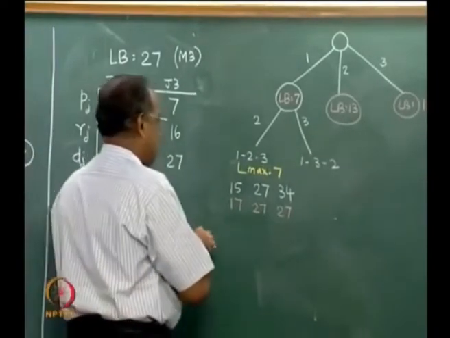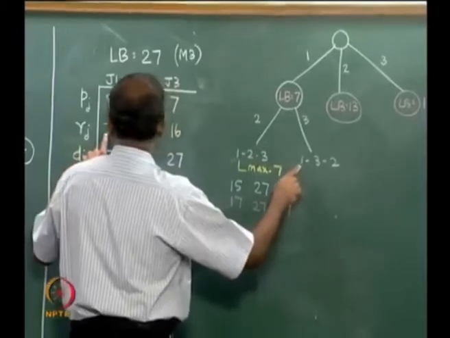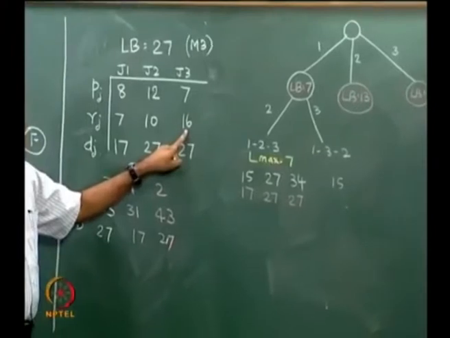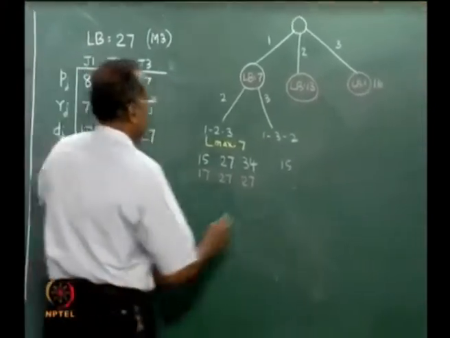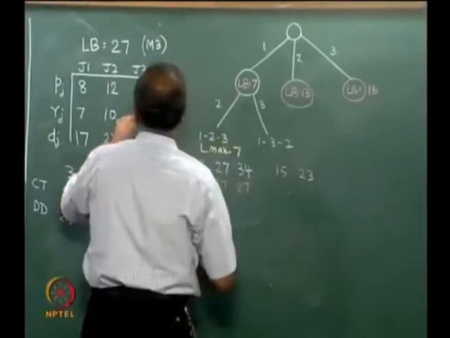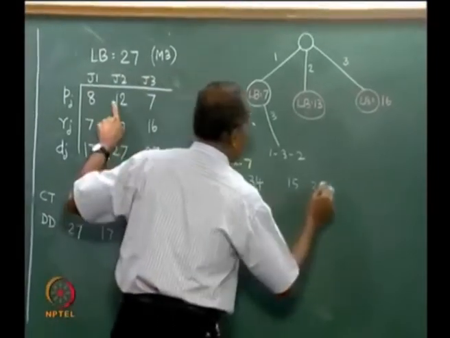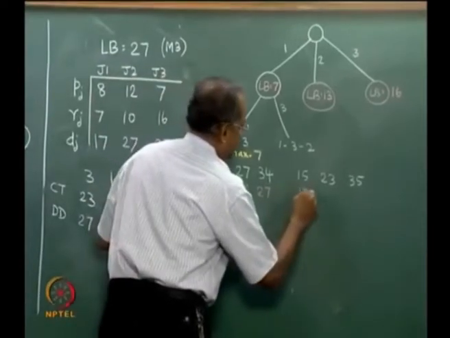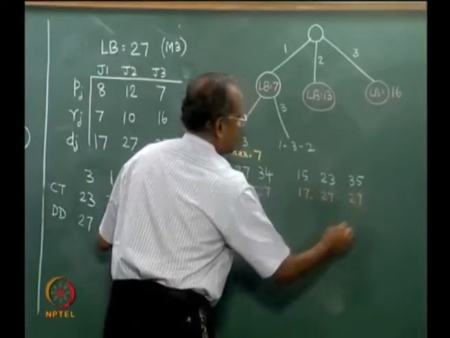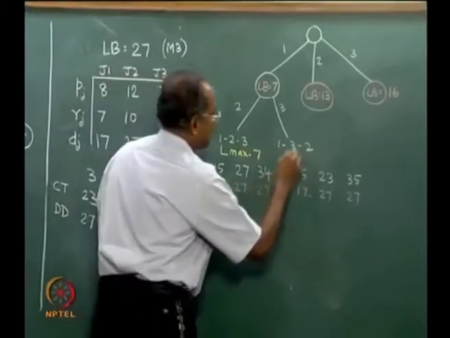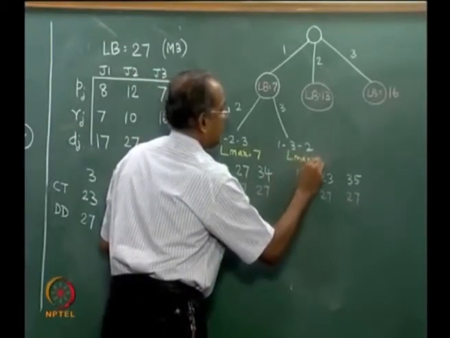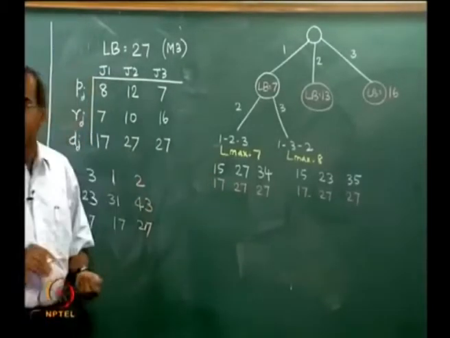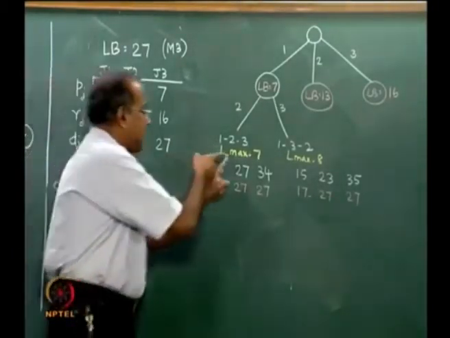Now, for 1, 3 and 2: 1 is available at 7, 7 plus 8, 15. This is available at 16, so 16 plus 7, 23, and then at 23 this is available, 23 plus 12, 35. Due dates are 17, 27, 27. So, L max is equal to 8.